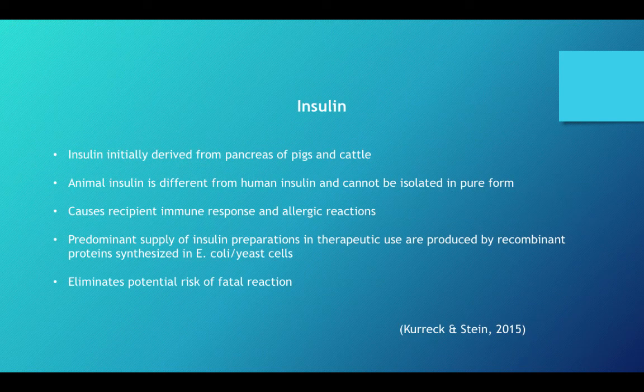Insulin was initially derived from animals. However, animal insulin is different from human insulin. It cannot be purely isolated, often causing immune responses and allergic reactions. The predominant supply of insulin currently in use is produced by recombinant proteins synthesized in E. coli or yeast cells, eliminating the risk of potentially fatal reactions.